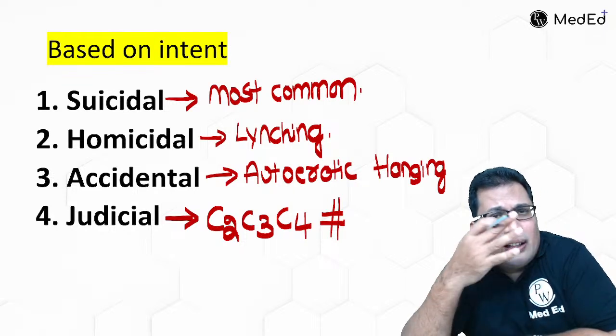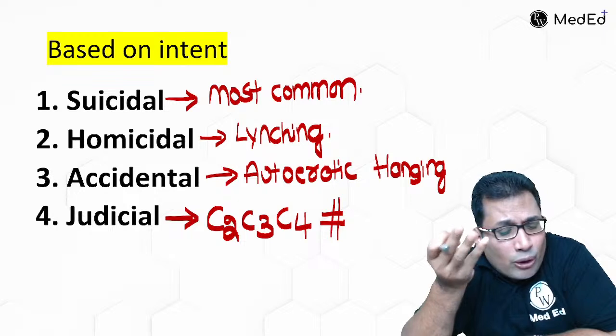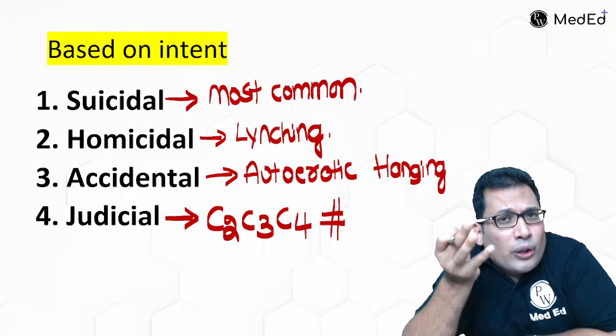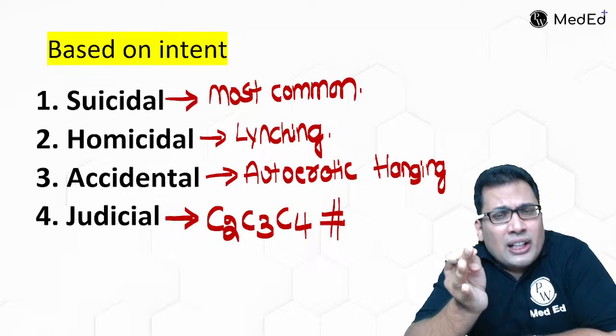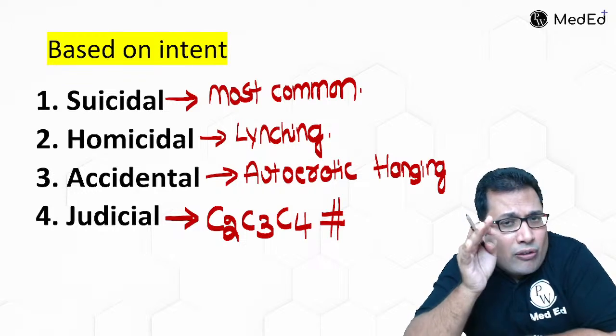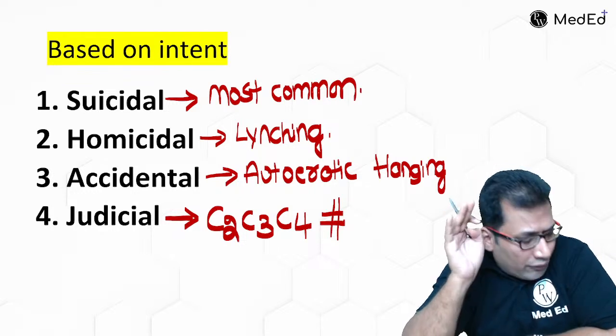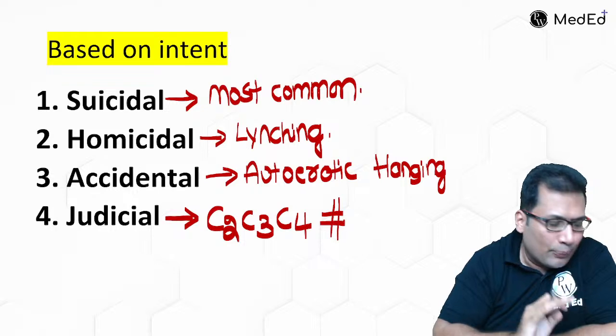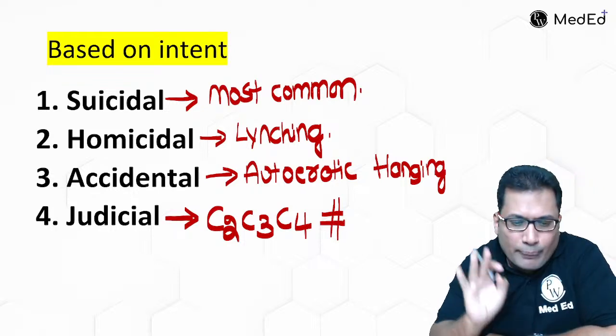Accidental hanging is associated with sexual perversion, which is known as autoerotic hanging. Judicial hanging is a method of judicial execution in India, where there will be fracture of C2, C3, C4. So this is about the classification. If you write it, you will get 1 mark.